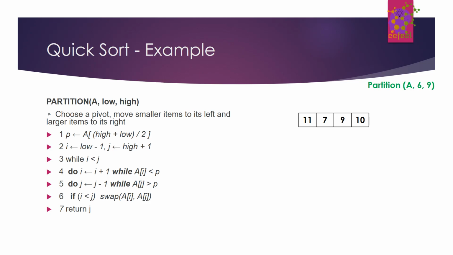We first assign low is 6 and then high is 9, and then first assign pivot P. P is 9 plus 6, 15. 15 by 2 is 7.5. 7.5 in integer arithmetic is actually 7, so which means the 7th element A[7] will be assigned to P. So low is 6, high is 9, and A[7] is assigned to P.